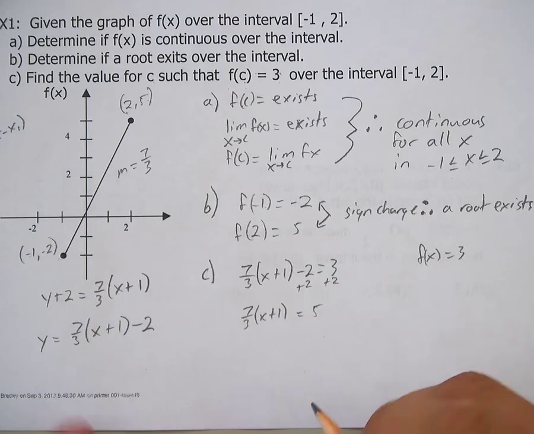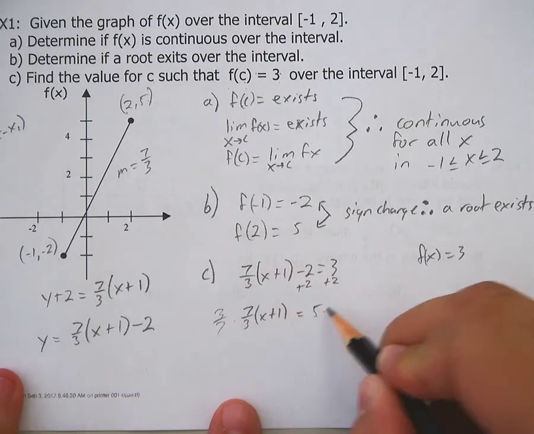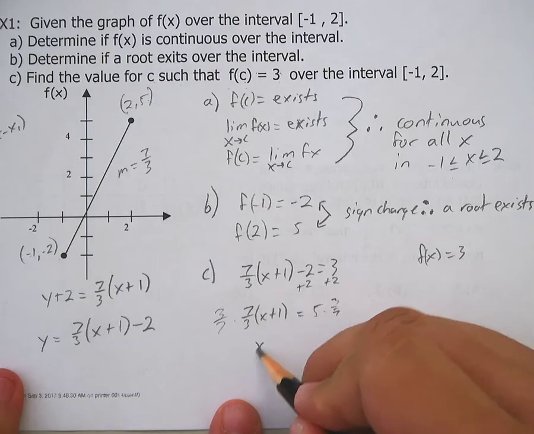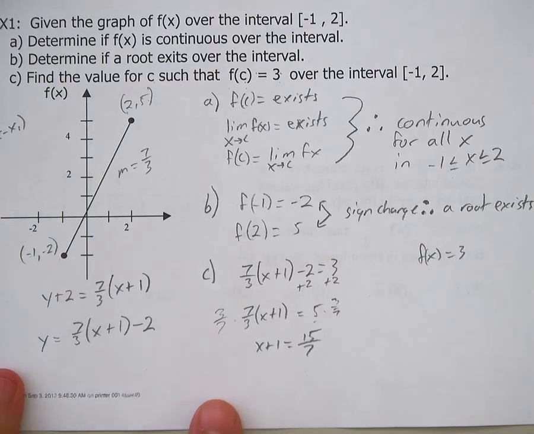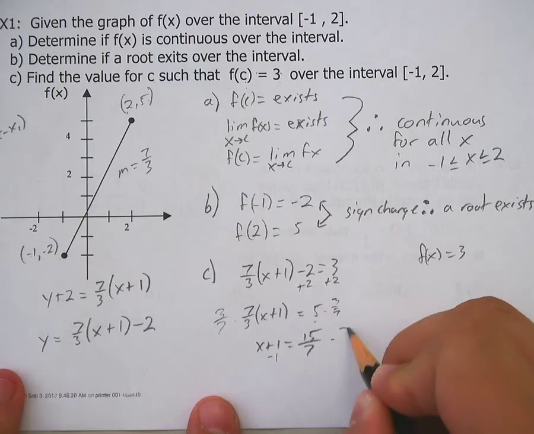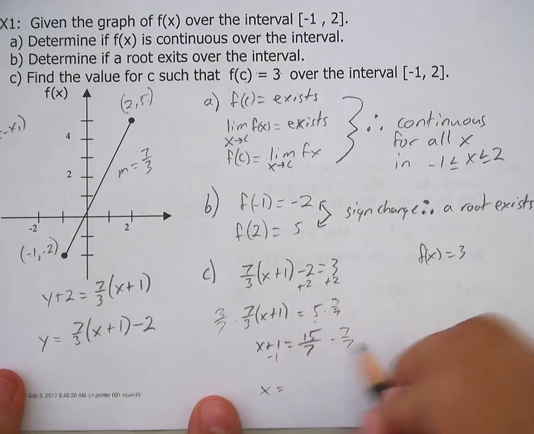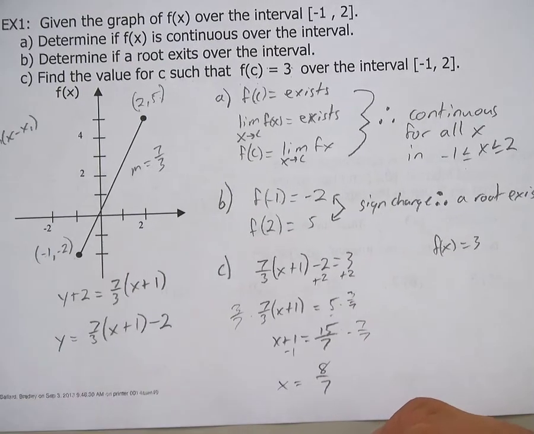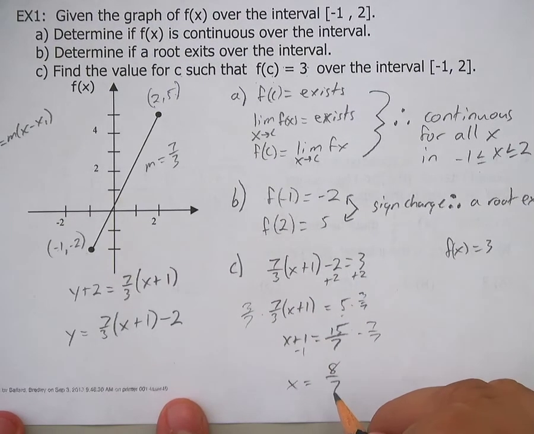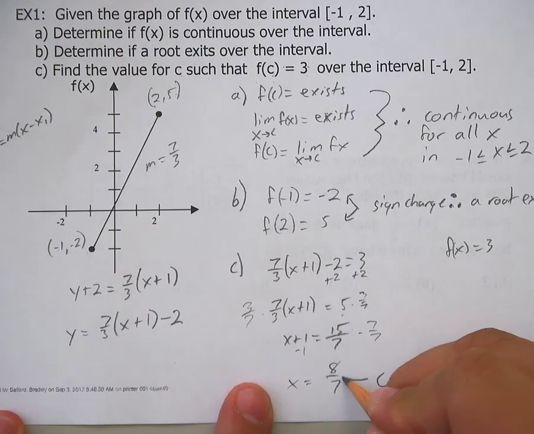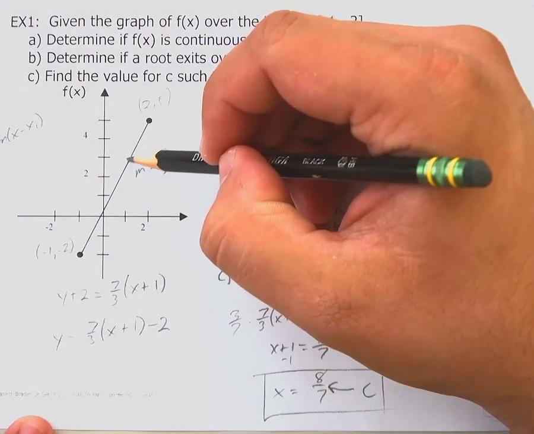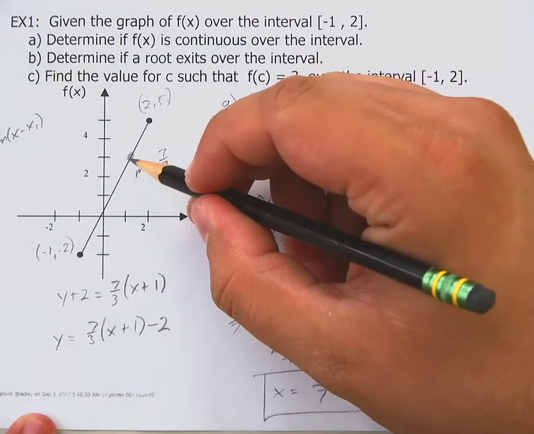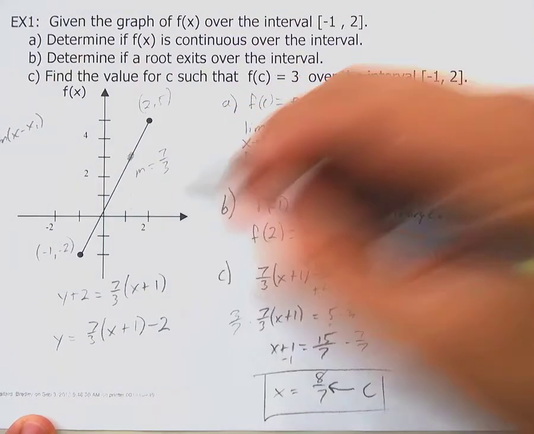Okay, so solve for x, multiply by 3 over 7, multiply by 3 over 7. x plus 1 is equal to, it's 15 over 7. Subtract 1, so subtract 7 over 7. Common denominators, please remember that. And you get what, 8 over 7? Which, if you look at your graph, that's a little bit more than 1, right? This is the c value that it's looking for. And if you look at your graph, where y is 3 right here, that x value is just a little bit more than 1.